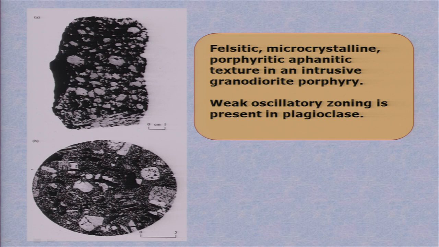Somewhere here it shows weak oscillatory zoning. While rotating the stage, the plagioclase grains show concentric rings, and these concentric rings change their polarization colors from dark gray to lighter gray shades. So plagioclase is showing oscillatory zoning here. This kind of feature can be seen in a rock called granodiorite, which shows felsitic texture.